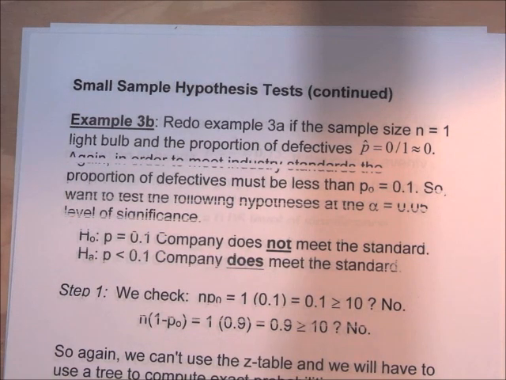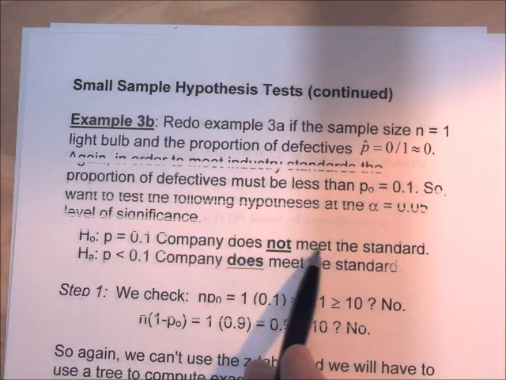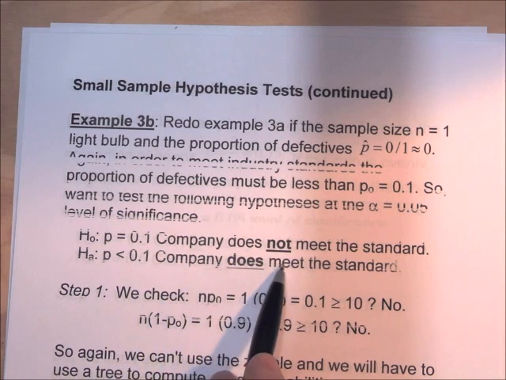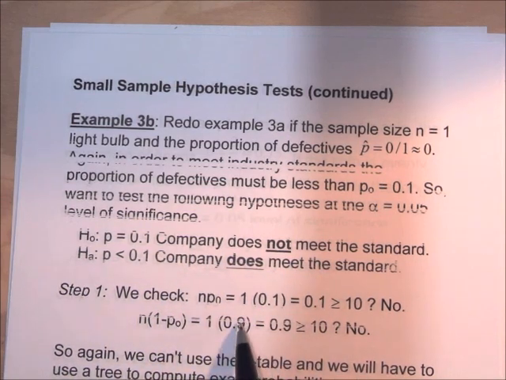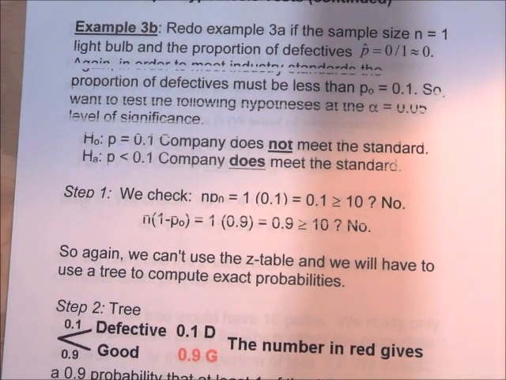So again, we want to test H0, P equals 0.1, company does not meet the standard, versus HA, P is less than 0.1, company does meet the standard. Again, check that n times P0 is at least 10, and that's going to be a no. 1 times 0.1 is 0.1, not bigger than 10. N times 1 minus P0, 1 times 0.9 is 0.9, also not bigger than 10. So again, we can't use the z-table, and we have to use a tree.